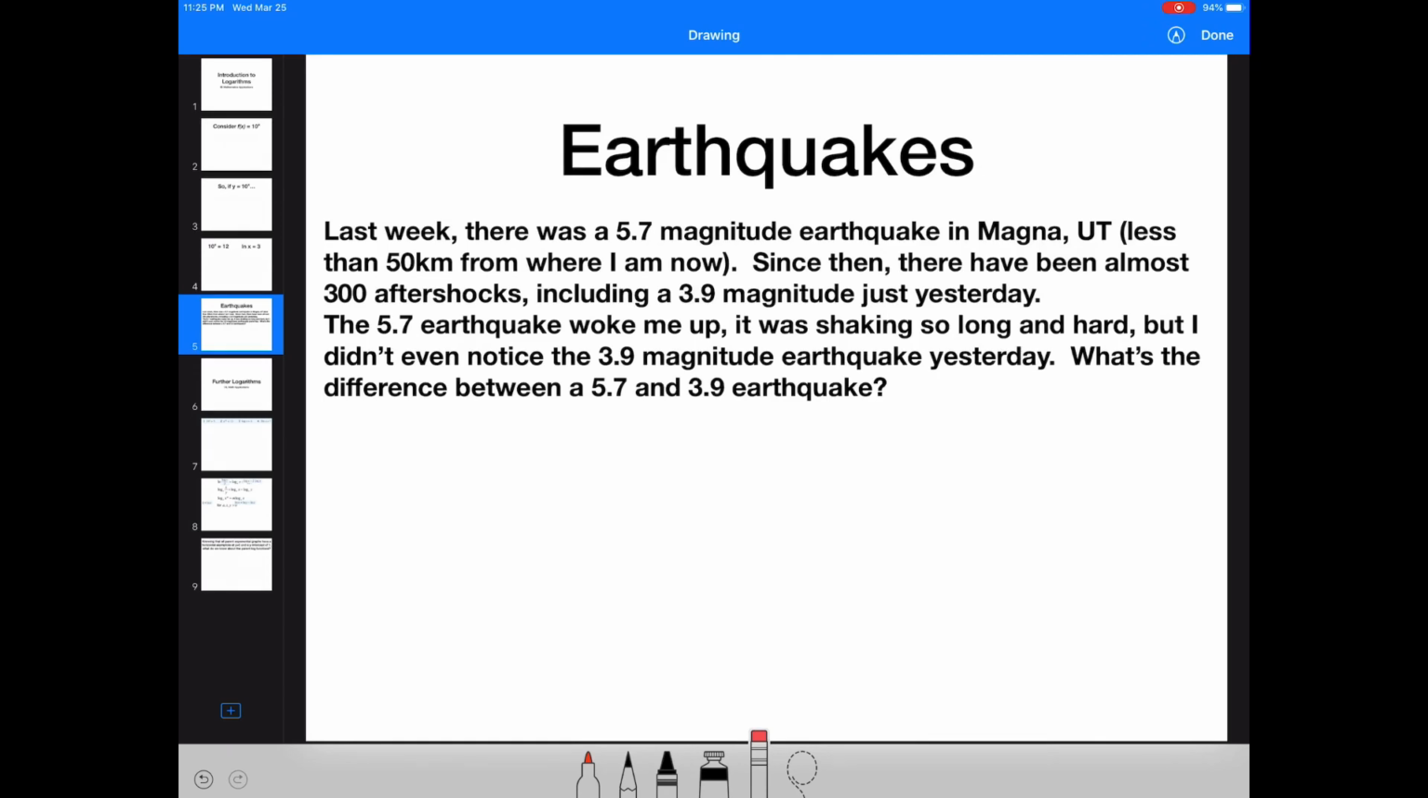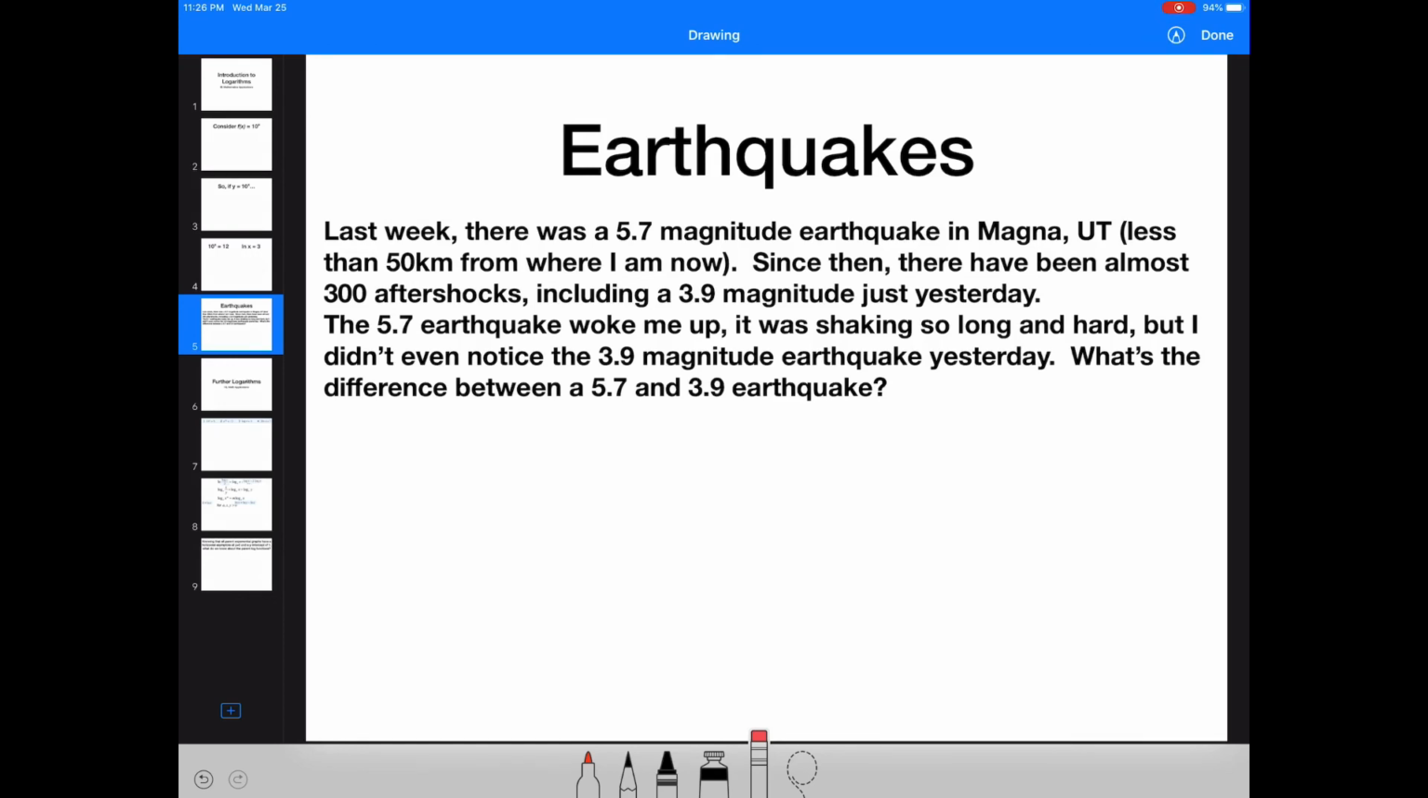Since then, there have been almost 300 aftershocks, most of them fairly small. But yesterday there was one that was about a 3.9, okay, which there doesn't seem to be much of a difference between a 5.7 earthquake and a 3.9. But I want to show you what that means. So the 5.7 earthquake woke me up, but I didn't even feel the 3.9 yesterday. The only reason I knew it was there is because I saw something in the news and I read something about it online when I was researching earthquakes for this question.